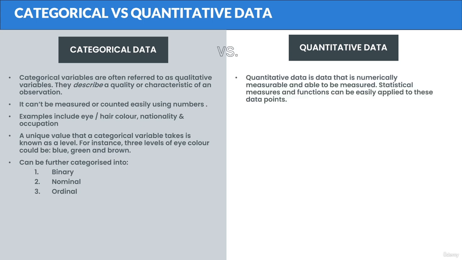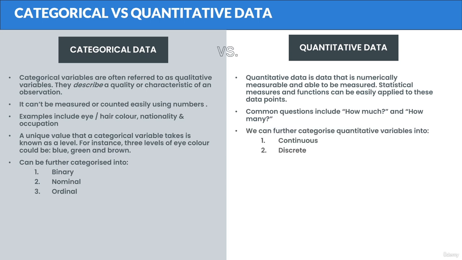Quantitative data, on the other hand, is data that is numerically measurable. Statistical measures and functions can be used on this data, which provides us with a lot more analysis options. They typically answer questions like how much or how many. And then we can also break these variables down into either continuous and discrete. So let's have a look at these other categories now.